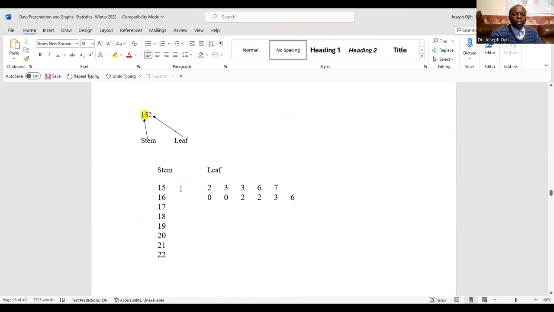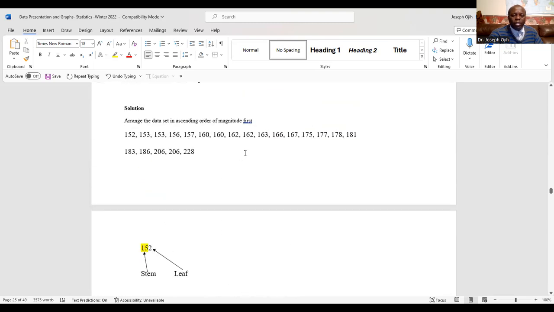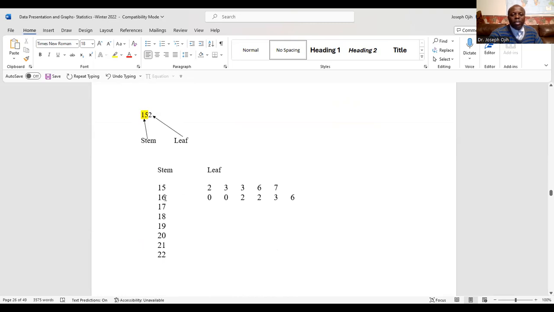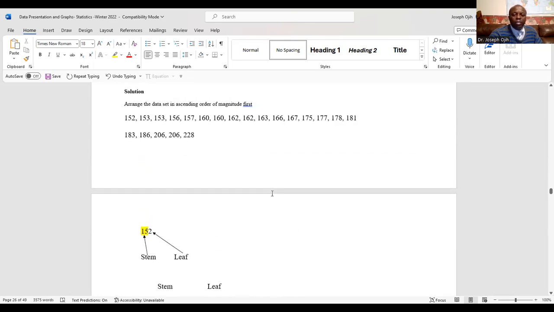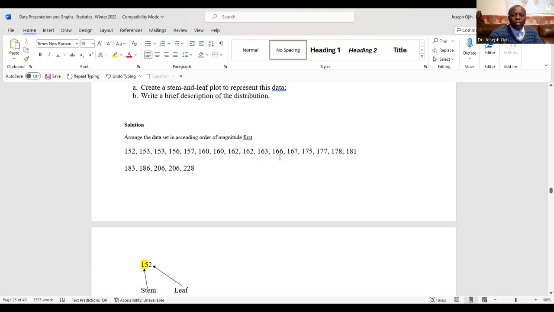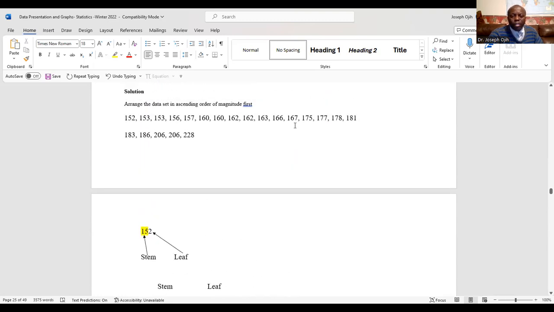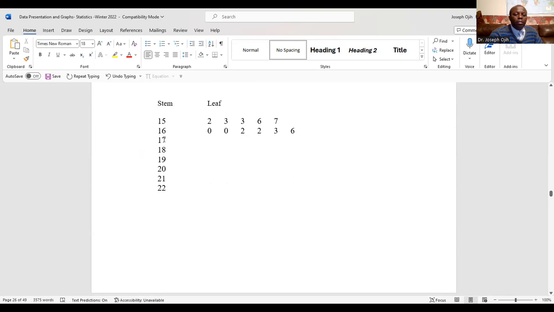Then for this, see, this is 16. So for 16, the first one is 163, right? And we already have 16 here as the stem, so 163. The next one is 166, so we have 166. Then we have 167, so we got 167.